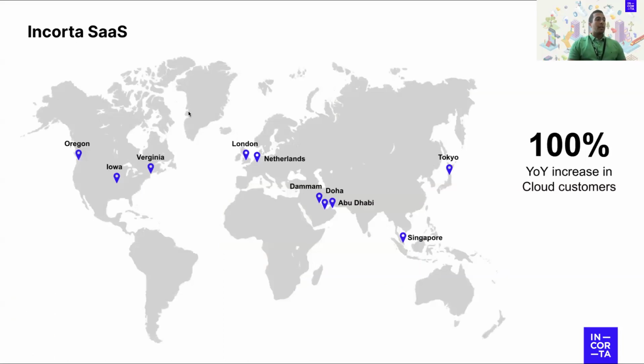So again, these are the regions of Incorta's SaaS offering. I would like to focus mainly on the Middle East area. We now have our own cloud offering in Google Cloud in Dammam. We also have one in Qatar in Doha, and we also have Microsoft Azure in the UAE in Abu Dhabi.